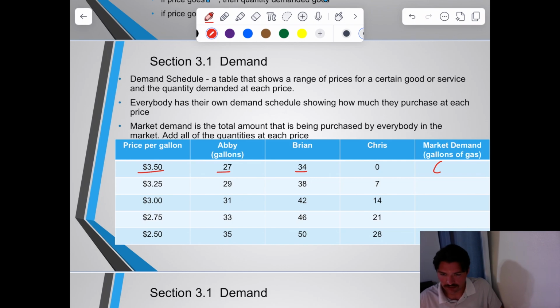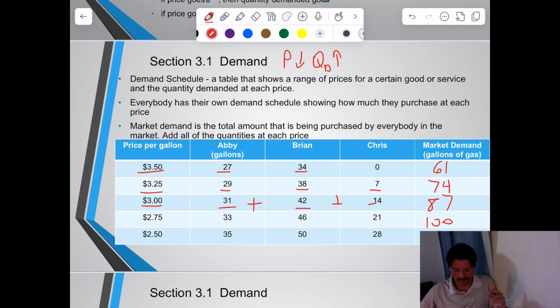And so we'll just go ahead and complete out this table here at each price. So that's 87. This one is 100. And this one is 113. Okay. So this is the difference between an individual's demand and the market demand. Again, market is you just add them all together.